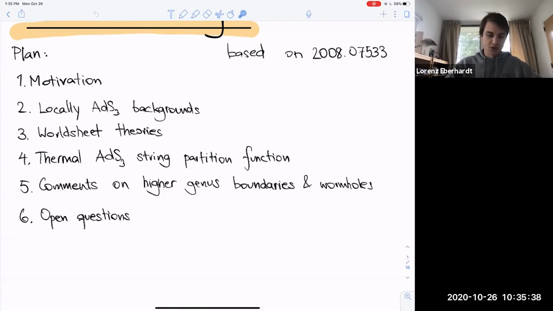Yeah, and after that, I will just make some comments on how the higher genus case, more complicated geometries should work. But here, I cannot really do any computation right now. And then I will end with some open questions. There are many, I think. OK.